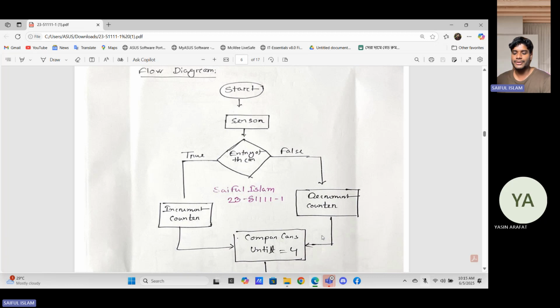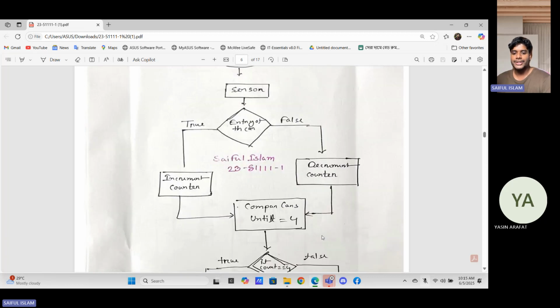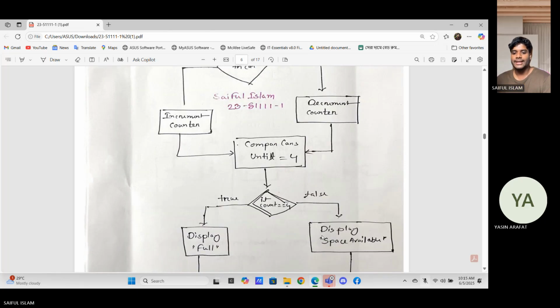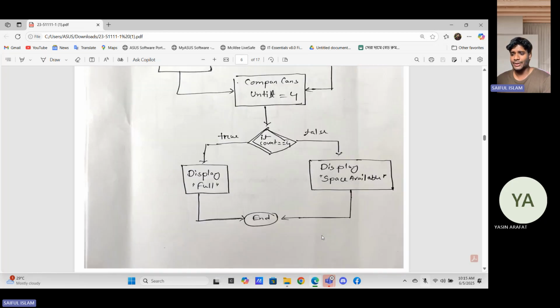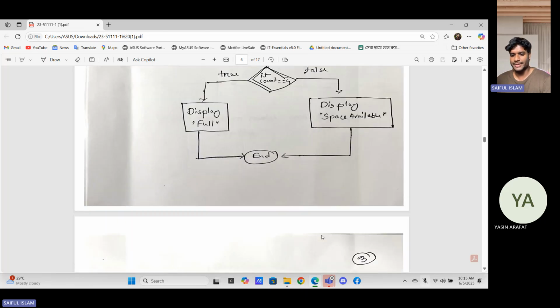Each block has a specified role, ensuring the system accurately monitors parking space and updates the display in real time. This visual layout shows the flow of data and control signals between the different parts of the system.